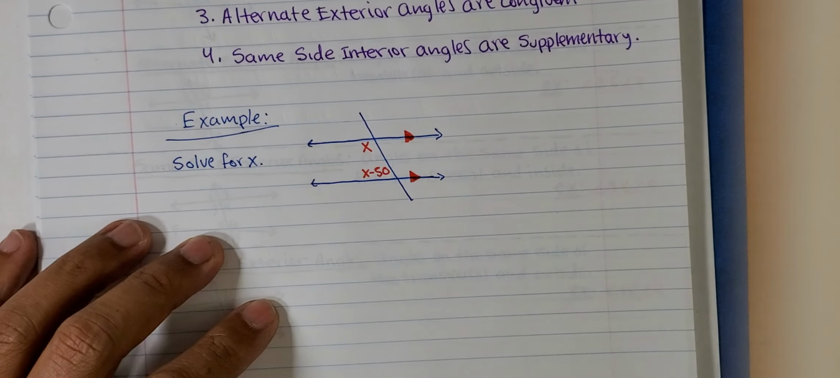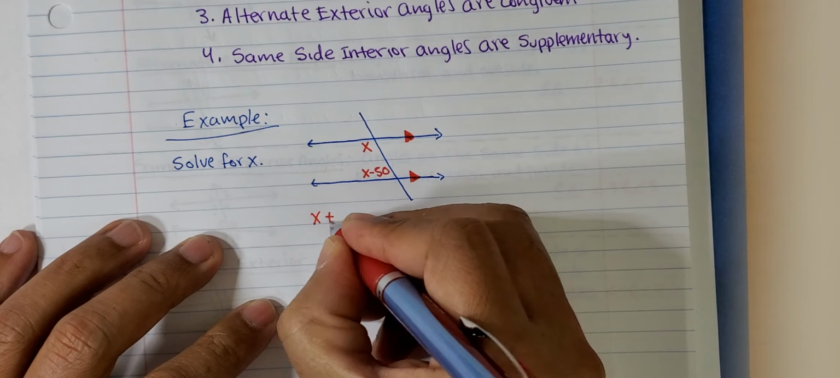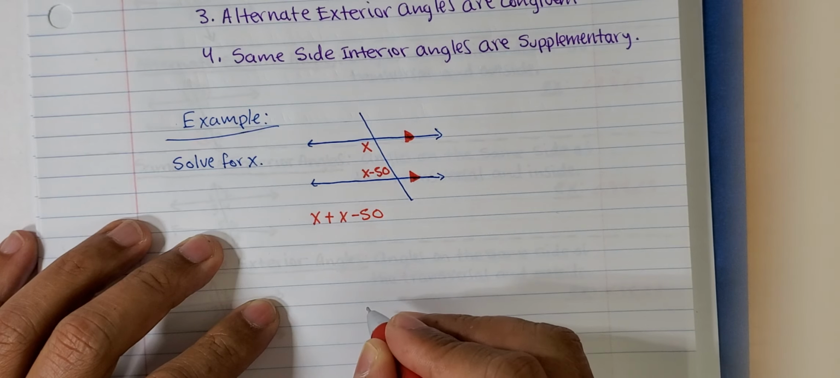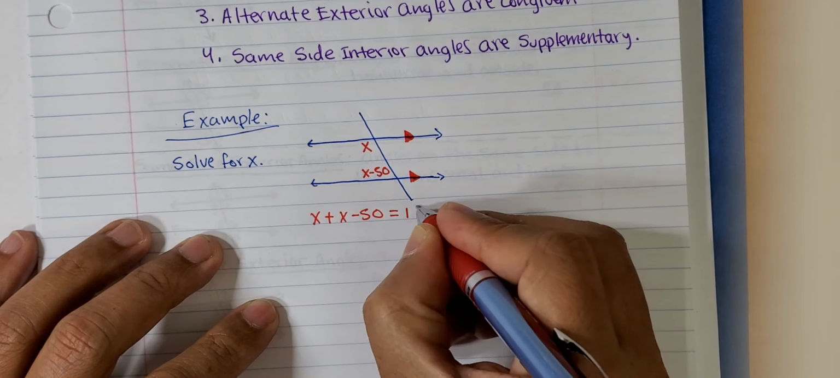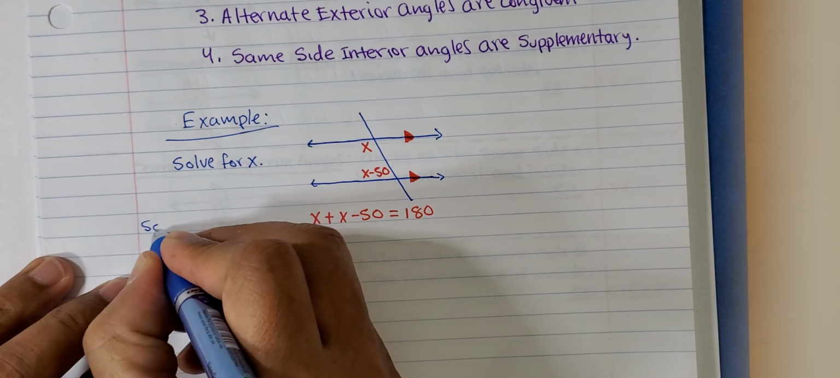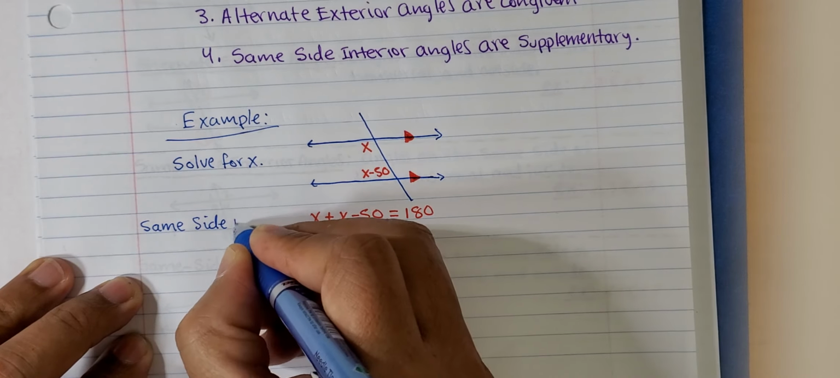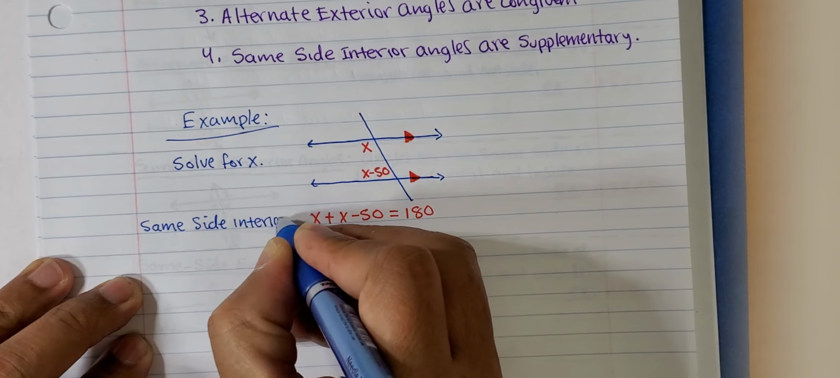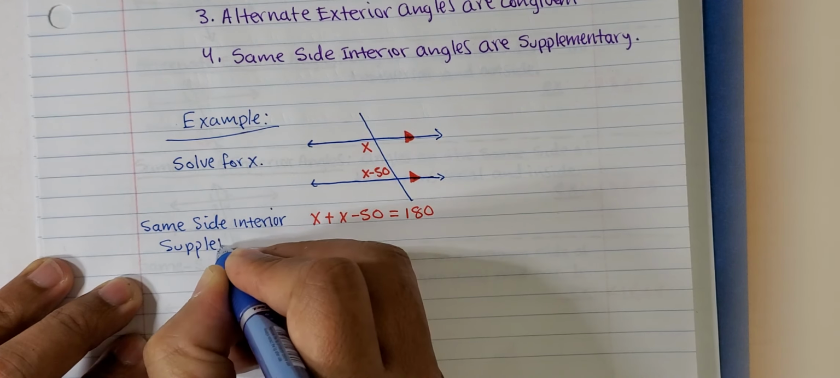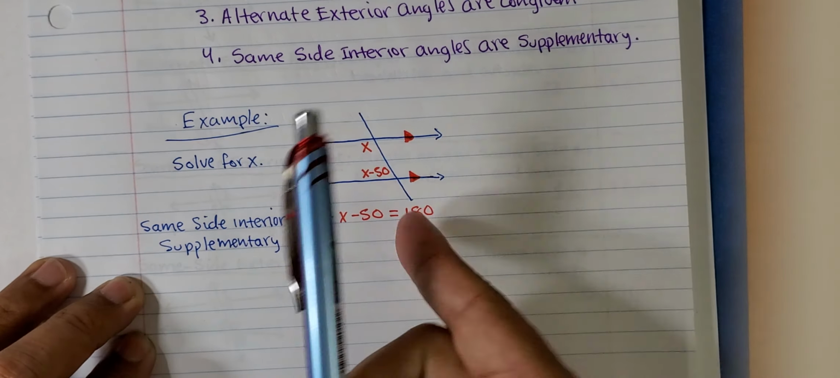So then I'm going to say that x plus x minus 50 equals 180. Why? Because they are same side interior, which means that they are supplementary. So they have to add up to 180 degrees. Okay, so here I'm just explaining why I'm making this statement.